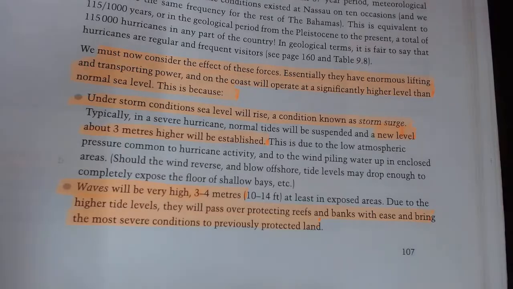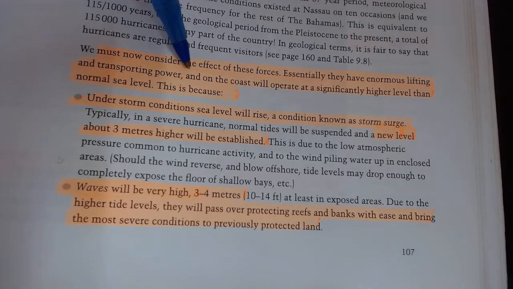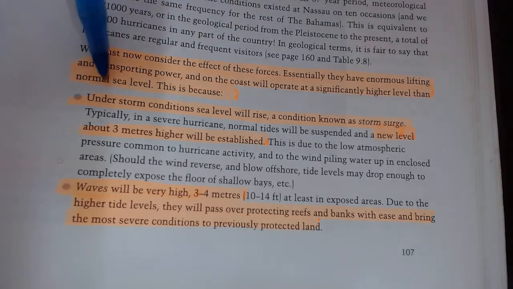Okay. All right, page 107 then. We now must consider the effect of these forces. So essentially they have enormous lifting and transporting power, and on the coast will operate at a significantly higher level than normal sea levels. All right, so there's a couple of reasons why storms are so effective at changing our coastline. All right, first of all, in storm conditions, sea level will rise.